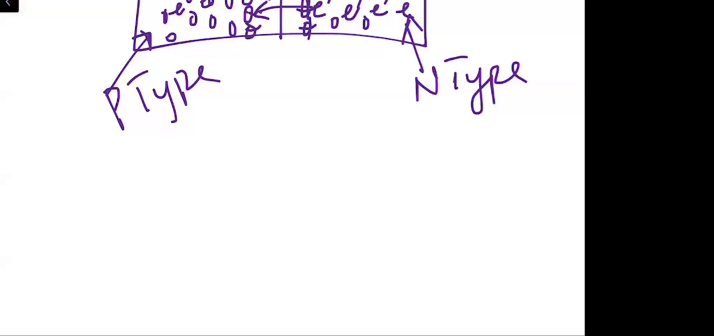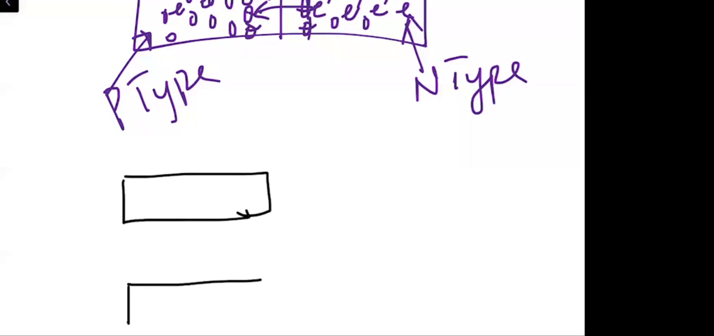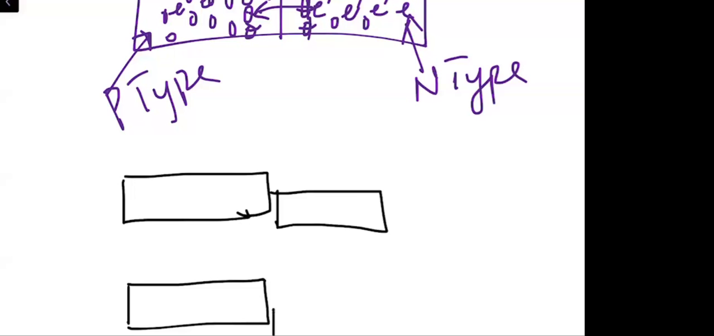So this is the point, that whenever this is the situation, what will happen is that on the p side the conduction band and the valence band will be at a little bit higher energy as compared to the conduction band and valence band on the n side.